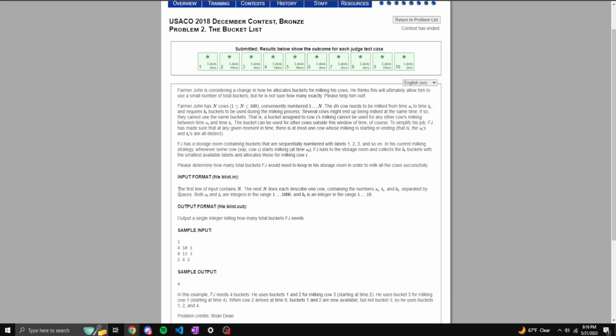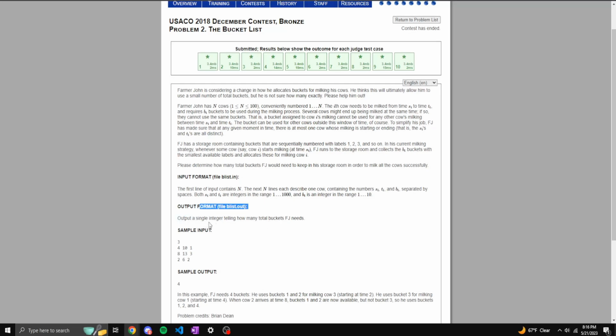So the first input contains N, and the next N lines will describe each cow: their starting time, their ending time, and the amount of buckets they need. They are all separated by a space. Both Si and Ti are integers, and Bi is in the integer range 1 to 10. So this doesn't really matter, but since it's in the range of 1 to 1000, it is also still pretty small, so this could be a brute force solution.